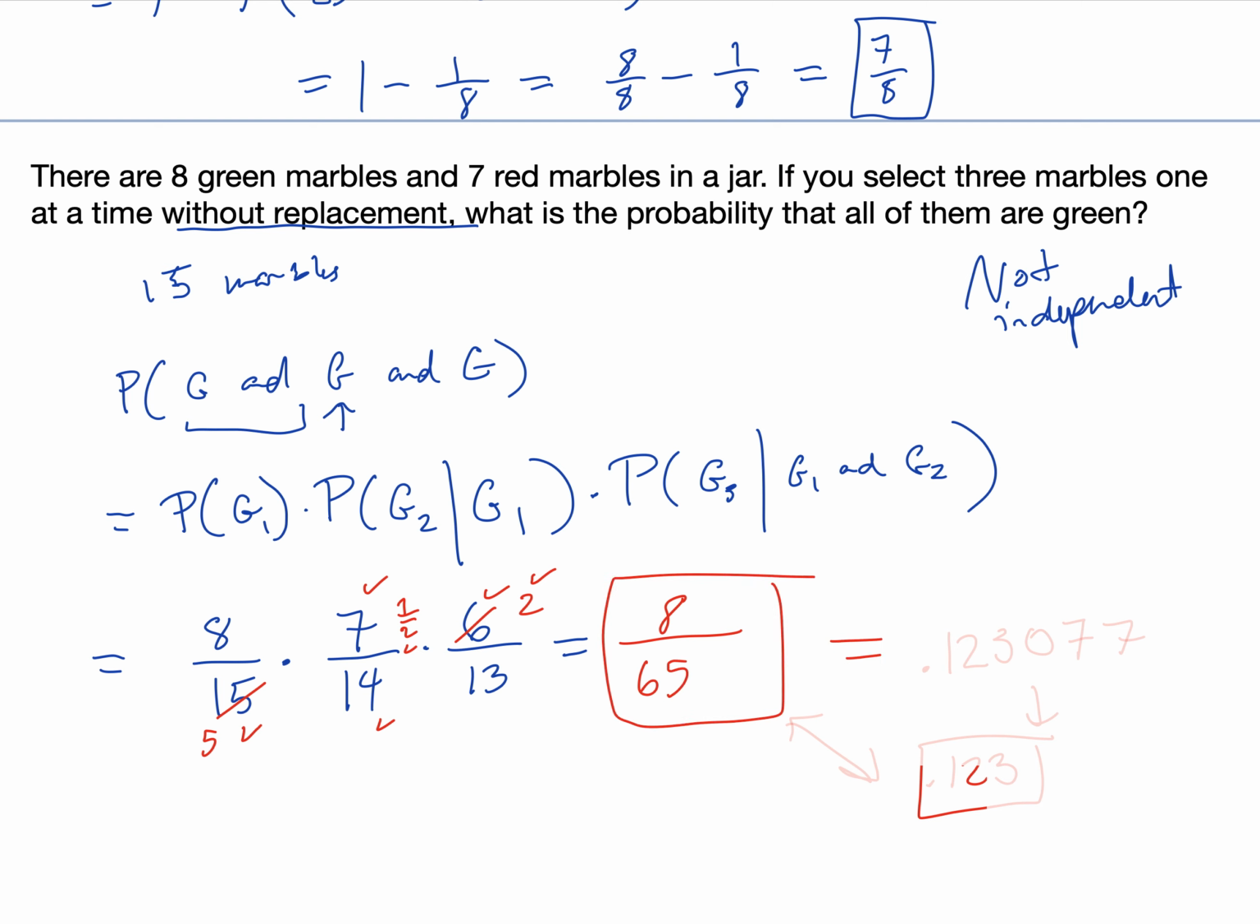Or if I'd done this without any cancellation, I would just be multiplying 8 times 7 times 6 divided by, in parentheses, 15 times 14 times 13. And if I did that, like say in a calculator, I would get a decimal answer of 0.123077. I could round that to 0.123. So that's our decimal equivalent, and we could write it as a fraction or we could write it as a decimal.